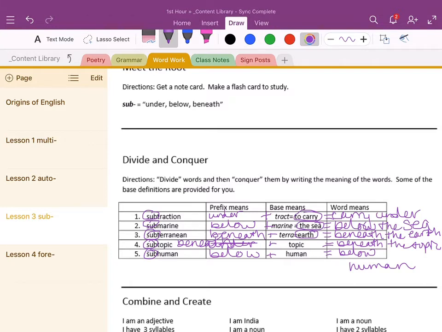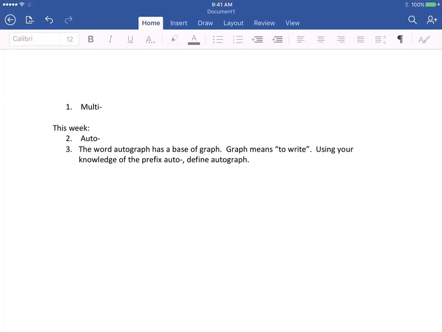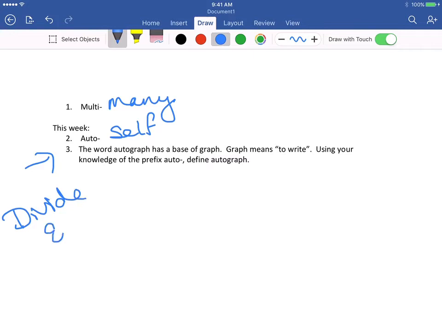All right, I wanted to take a moment to talk about the divide and conquer on the quiz because it is a little different. So this is your quiz from last week, or it's close. I used my memory to create it from home. So you filled out here, you took care of multi. I know you probably wrote many. Auto, you wrote self. But let's take a look at number 3, the divide and conquer. Know that this final one is always divide and conquer. So that really means you're doing exactly what we just did together just now, but it's in words this time.